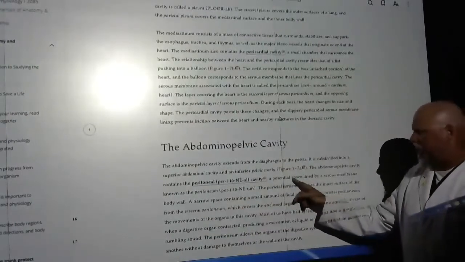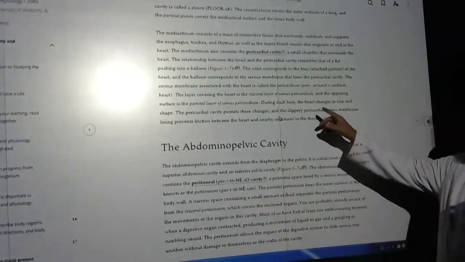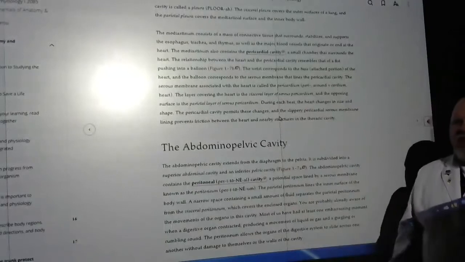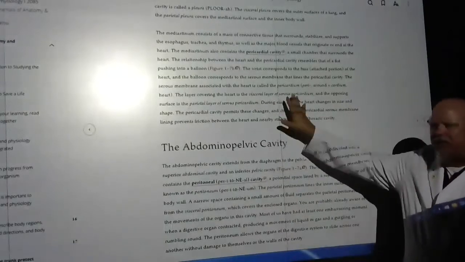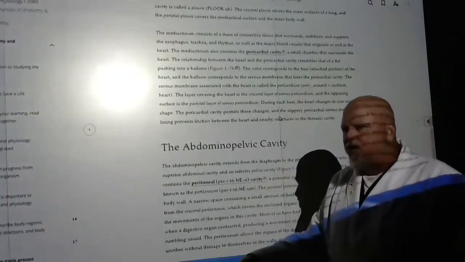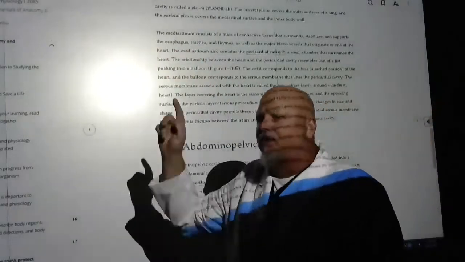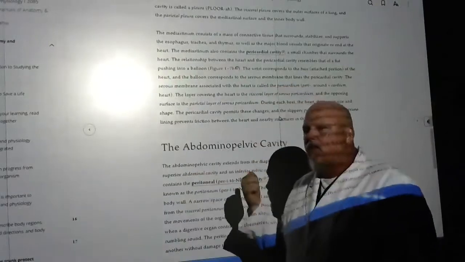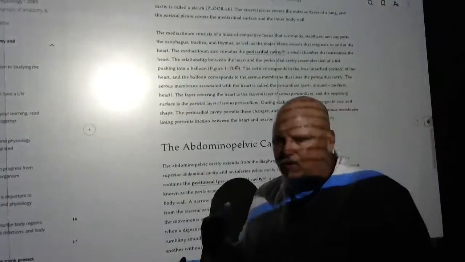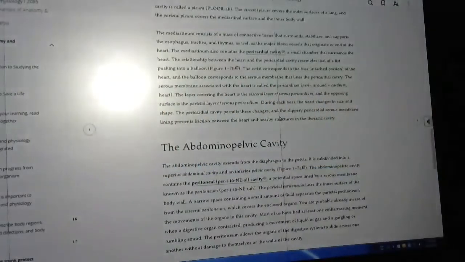If you don't understand what this says, what this is trying to tell you, the visceral layer of the serous pericardium, how can you continue? You have to step into the material and you have to understand what these are saying to you. If you don't understand the vocabulary, then you need to back up until you figure it out. Right? That's what I'm talking about when you start learning this material. It is incredibly important. You must do that. Okay?